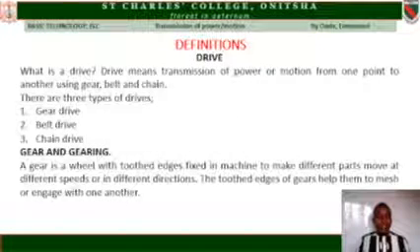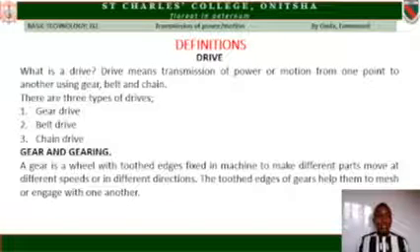Definitions. What is a drive? Drive means transmission of power or motion from one point to another using gear, belt, and chain. When I say transmission, I mean movement from one place to the other. So when you are transmitting power or motion, that means you are transmitting motion, be it linear motion or rotary motion. We'll talk about that later. And using the means of belt, gear, or chain drives.